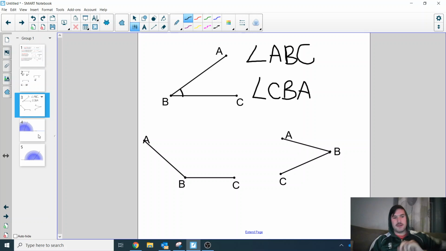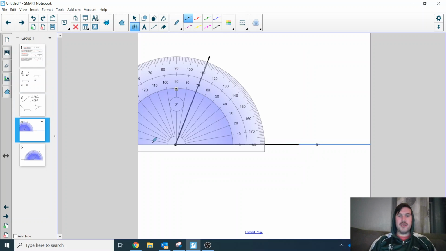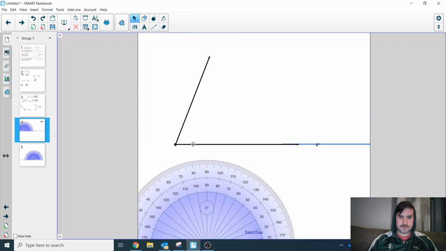The last thing I want to talk about today, and I'll talk about this a little bit more in part 3, is measuring angles. Angles are measured in a thing that we call degrees, and we use a protractor a lot of the time to measure that angle. So this angle, you can see here, let me move my protractor. We've got an angle that is less than 90 degrees. Right off the bat, we know it's less than 90 degrees because it's an acute angle.